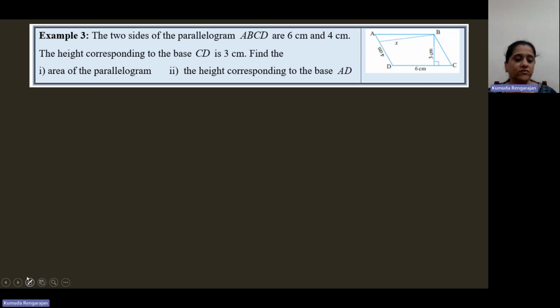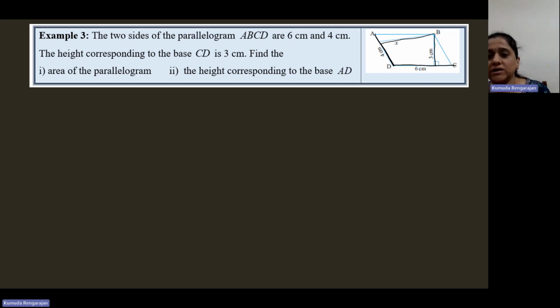So what do you see here? Look at the figure, because you have the diagram. You can follow from this itself. So the length of the side AD is given. Okay. So if you take 4 centimeters as the base, then which is the altitude? X is the altitude. This is the altitude. If you take DC as the base, then 3 centimeters is the altitude.